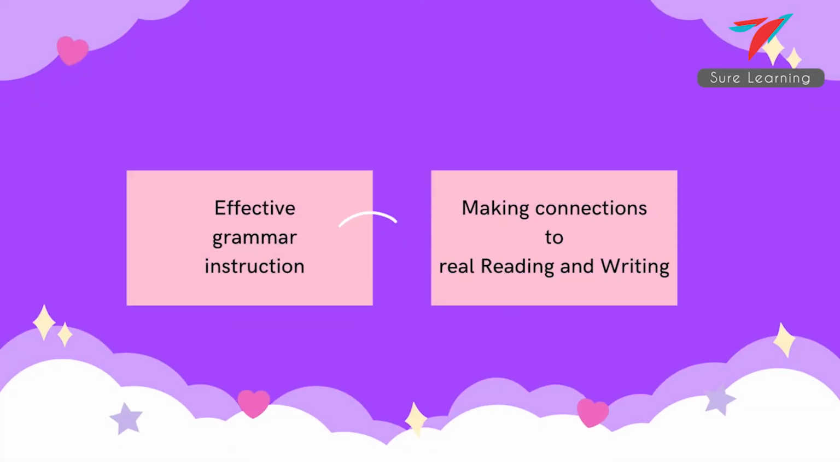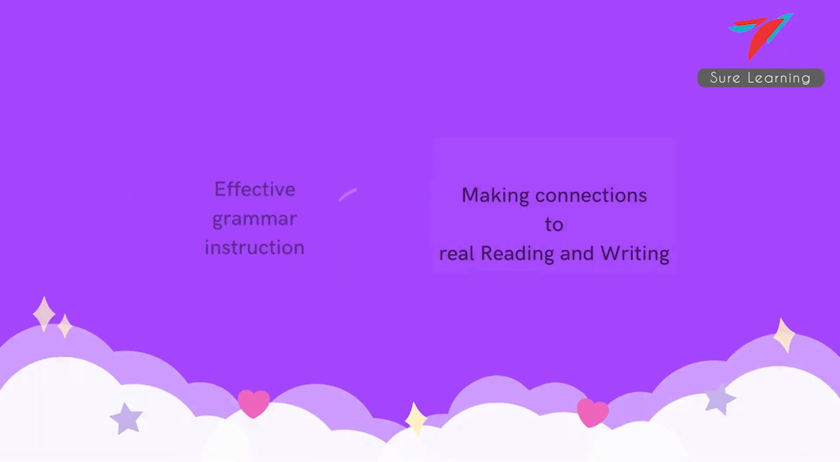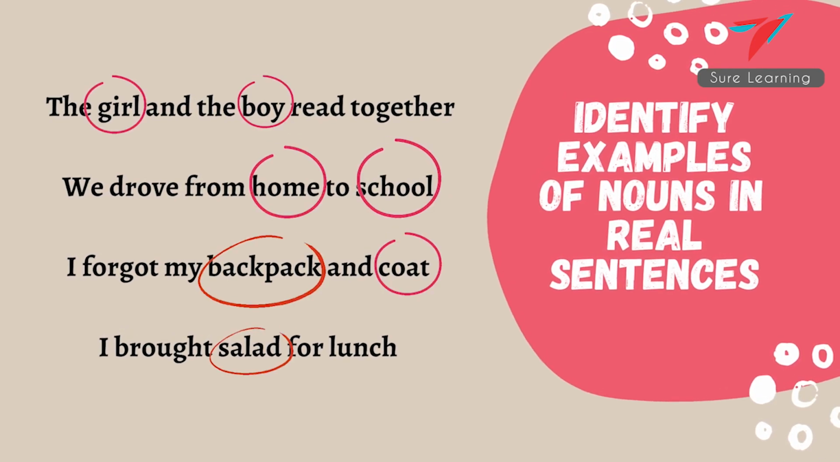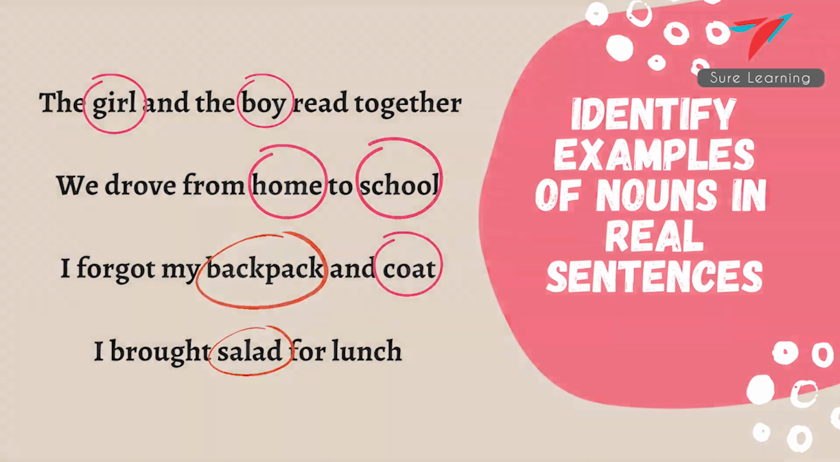Have students identify examples of nouns in real sentences. Effective grammar instruction involves students making connection to real reading and writing. Once your students know what a noun is, have them practice finding examples of nouns in sentences.